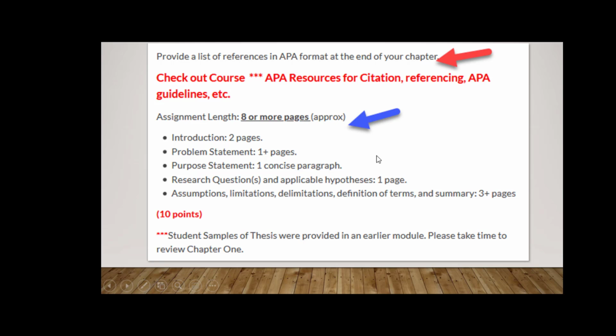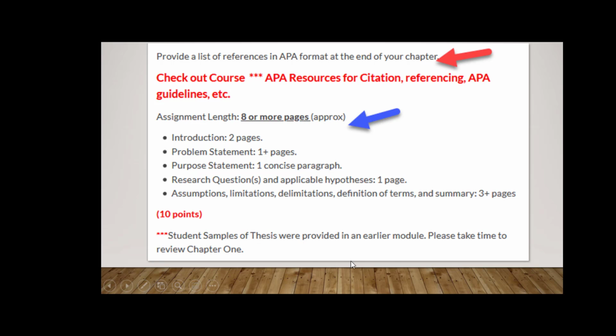So your chapter 1 will be 8 or more pages. Generally students are at 9 to 10 pages. The introduction should take about 2 pages. The problem statement, 1.5 to 2 pages. Your purpose statement is a good paragraph. And your research questions won't exactly be 1 page, but if you're working with a quantitative or mixed study, you do have to explain your hypothesis and your null hypothesis. And then the last part of chapter 1: the assumptions, the limitations, delimitations, definition of terms, and then a summary paragraph.